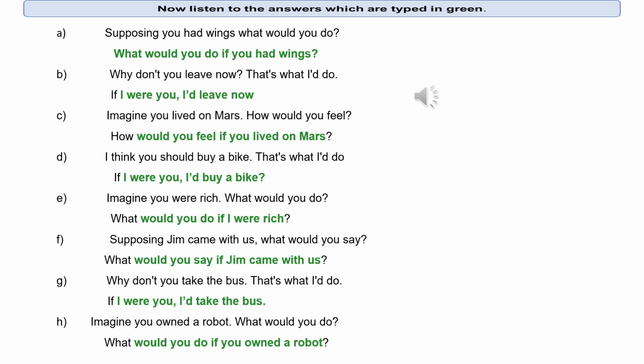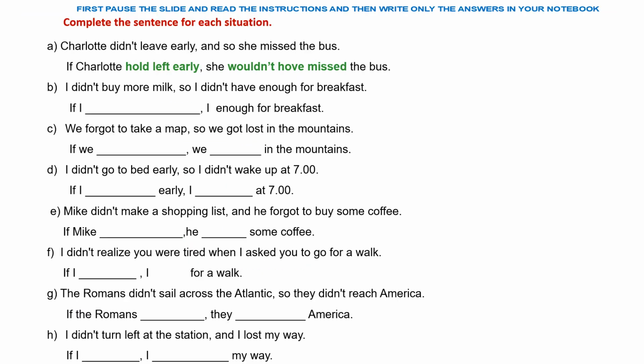G. Why don't you take the bus? That's what I'd do. If I were you, I'd take the bus. H. Imagine you owned a robot. What would you do? What would you do if you owned a robot?